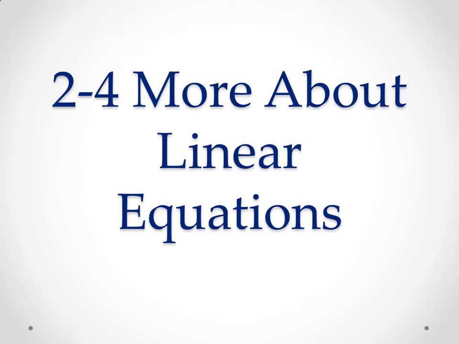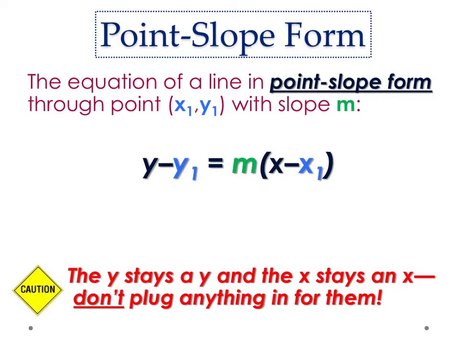Let's take a look at other forms of equations of a line. So point slope form is very straightforward. Whenever you have a point and the slope of a line, you can go directly to point slope form. So in point slope form, we have y minus y1 equals your slope times x minus x1.